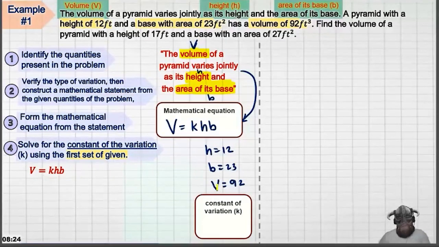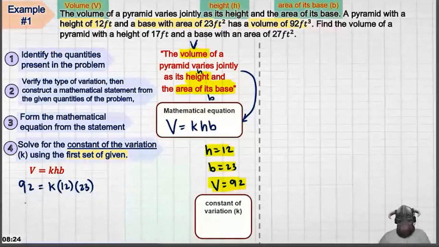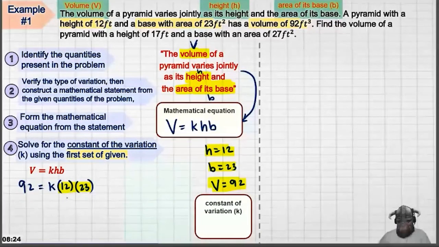So let's try to substitute V is equal to 92. So 92 is equal to K. Kopyahin mo lang muna yung K. Substitute natin yung given na H, which is 12. And then yung B natin, which is 23. So in this case, we can just multiply. Multiply muna natin tong 12 times 23 para mas ma-simplify natin. So this one will become 12 times 23 is 276.